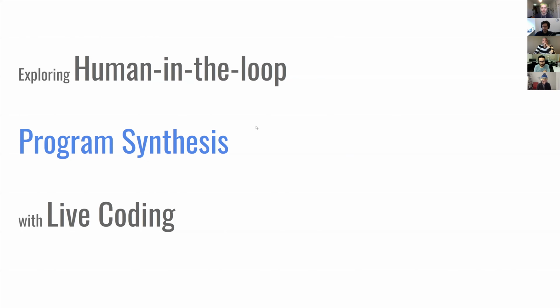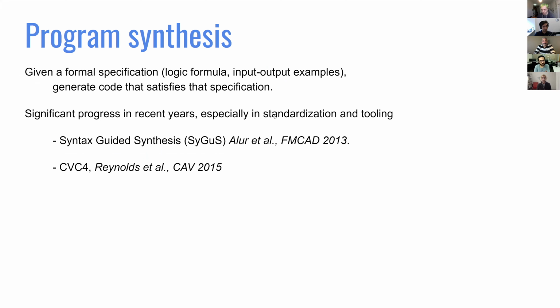Okay, and then a little bit about program synthesis. We've sort of been dancing around this idea of program synthesis all day. I'm going to be talking about program synthesis in the sense that given a formal specification, we want to generate code that satisfies that specification. And in this case, the specification could be a logical formula, could be input-output examples. We're all familiar, I'm sure, at this point with Flash Fill from Excel, the classic input-output example use case. I want to focus specifically on these two directions, SyGuS and in particular CVC4.